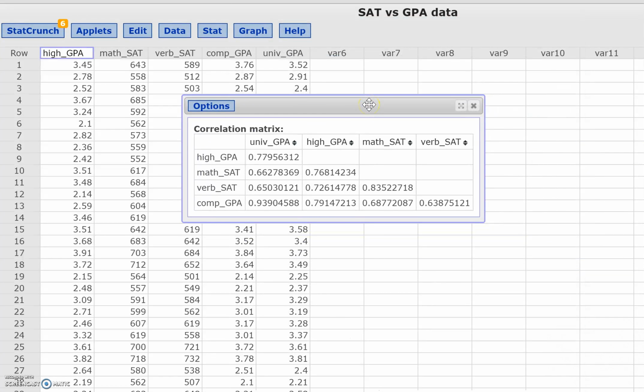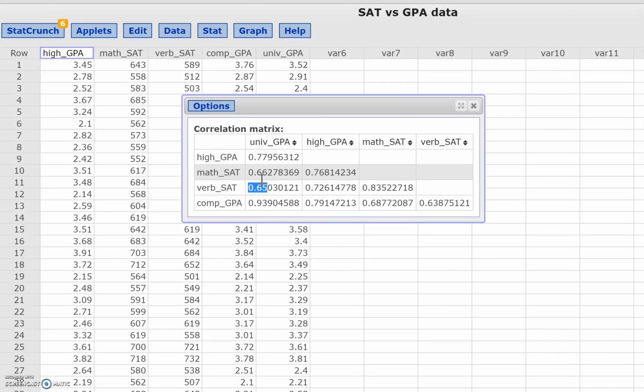So this little matrix basically shows us for high school versus university, our correlation is 0.78. So we have a strong, just on that edge, a strong positive linear relationship between our high school GPA and our university GPA. This slightly drops off when we get to the math SAT score. It drops to a 0.66, so only moderate, and then verbal is 0.65, still moderate, still all positive, which we hopefully expected. The better you do on the SATs, in theory, is supposed to predict that you're going to do better in college.